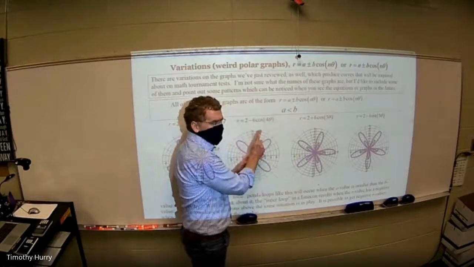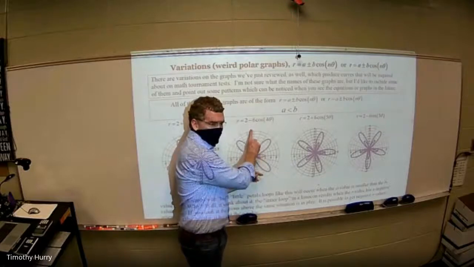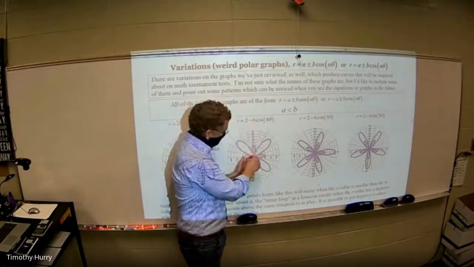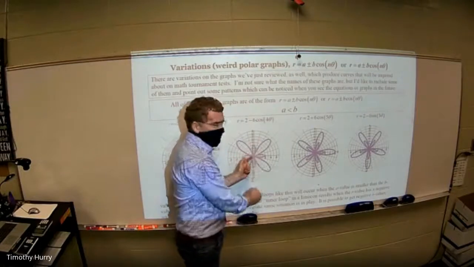That's theta over 2. I'm sorry, not theta over 2, pi over 2. You could have a positive value at pi over 2 for r, but also a negative value. Are you tracking with me? So that vertical line represents that.